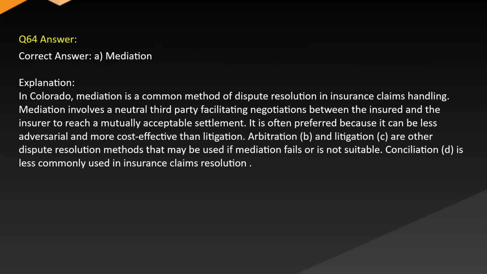A. Mediation. Explanation. In Colorado, mediation is a common method of dispute resolution in insurance claims handling. Mediation involves a neutral third party facilitating negotiations between the insured and the insurer to reach a mutually acceptable settlement. It is often preferred because it can be less adversarial and more cost-effective than litigation. Arbitration, B, and litigation, C, are other dispute resolution methods that may be used if mediation fails or is not suitable. Conciliation, D, is less commonly used in insurance claims resolution.